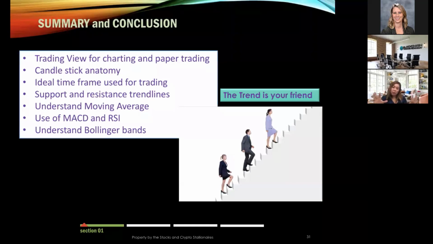Look at the 1 week, see if there's any trend, go into 1 day, see if there's any trend. If you find a trend, draw a line. There goes your trend line. And then go into your 2 hours.